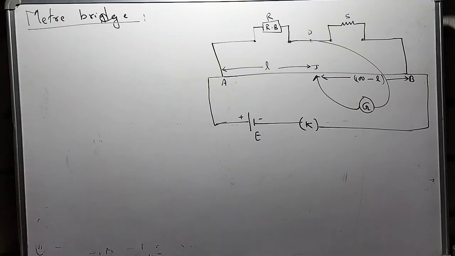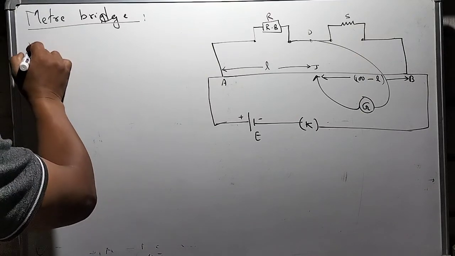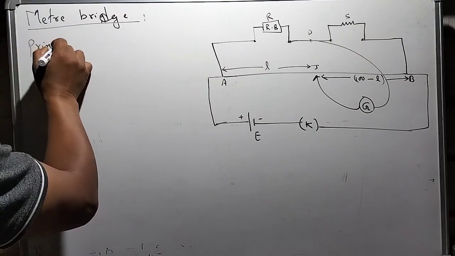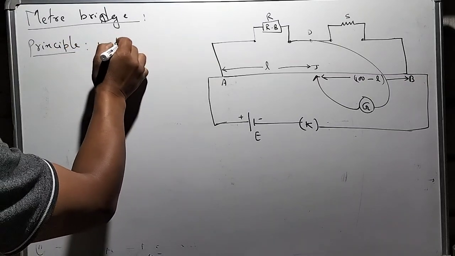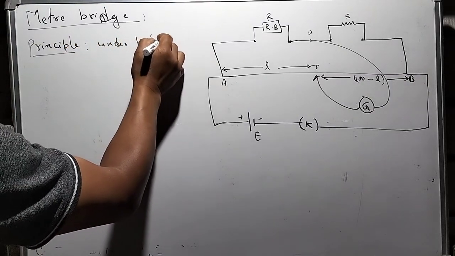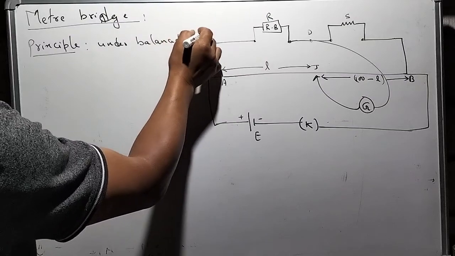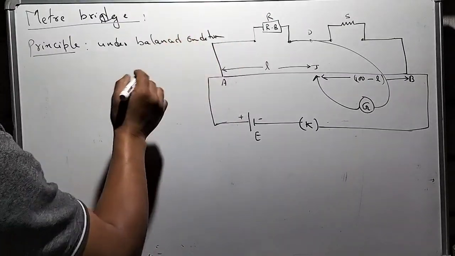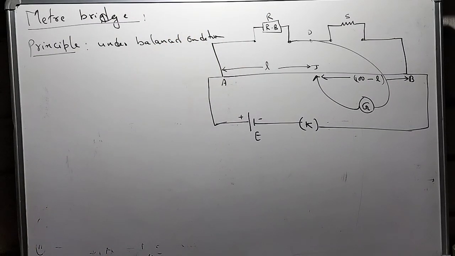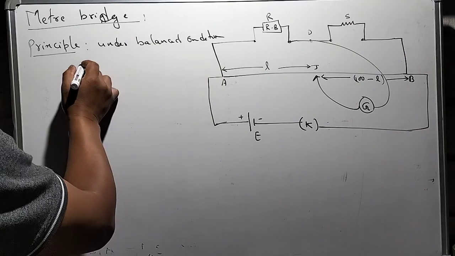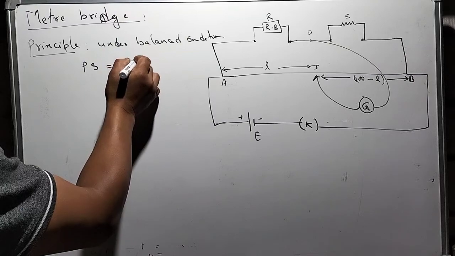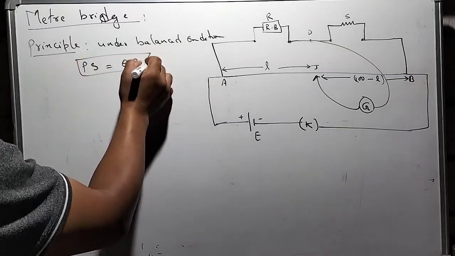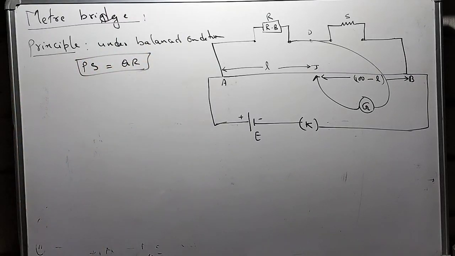Now, what is the principle of this meter bridge? The principle of this meter bridge is that under balance condition, the product of the resistances in the opposite arms are equal, which means P into S is equal to Q into R, like in Wheatstone bridge.